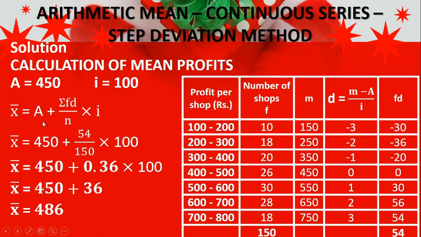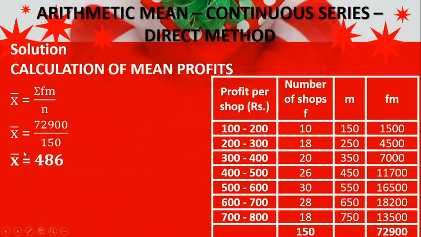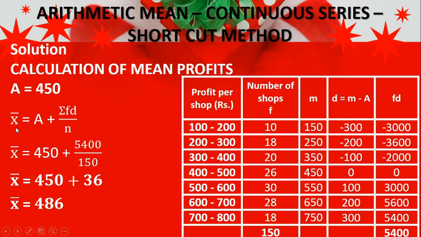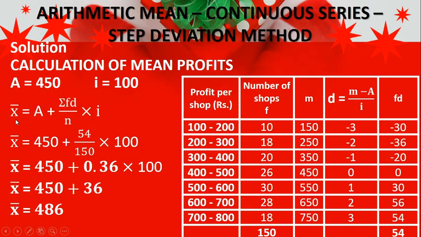X bar is A plus sigma FD by N into I. I is the class size, and in this question, I is 100. So again a recap. In the direct method, X bar is sigma Fm by N, and we got 486. Then in the shortcut method, X bar is A plus sigma Fd by N, and we got the same answer. And in the step deviation method, X bar is equal to A plus sigma Fd by N into I, and we get the same 486.